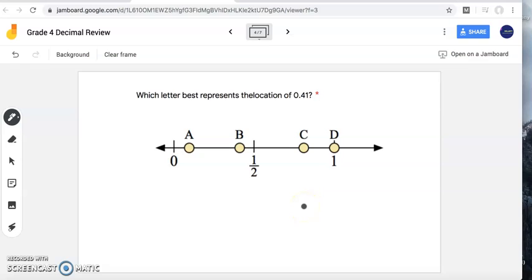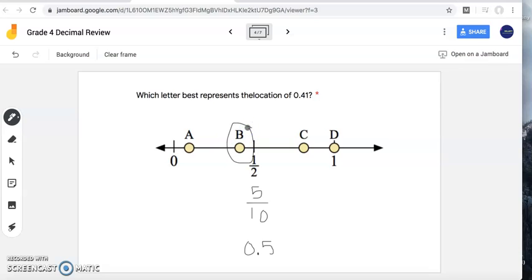Now, as we moved forward, we worked on representing fractions as decimals, but we also need to understand how to represent these fractions and decimals on a number line. This number line is from 0 to 1, and I see 1/2, which we discovered 1/2 is exactly the same as 5 tenths. And I can also write 5 tenths as 0.5 in decimal form as well. Now, our goal is to find the location of 41 hundredths, which 41 hundredths would be just a little bit below 5 tenths. And the letter that is just a little bit below 5 tenths is letter B.